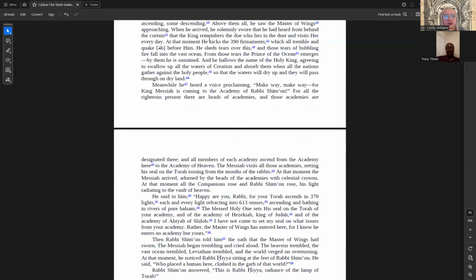I kind of like Metatron myself. But it could be Elijah. You know, who knows? Let's see what this winged master is going to do. Well, besides approaching. When he arrived, he solemnly swore that he had heard from behind the curtain.